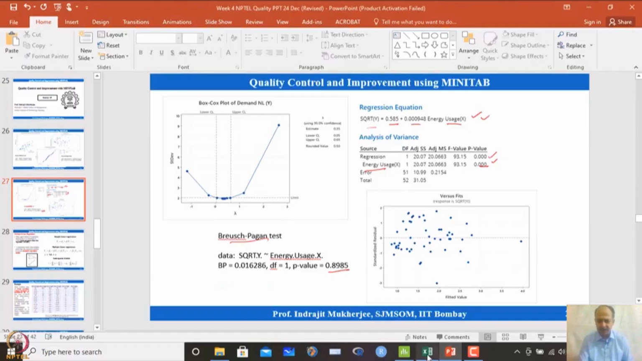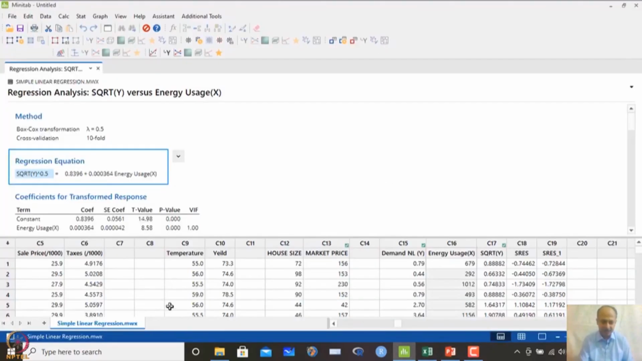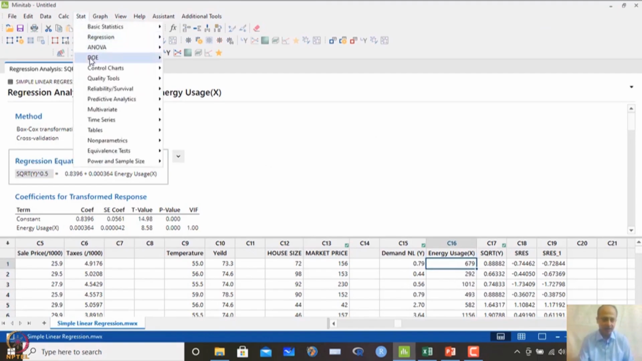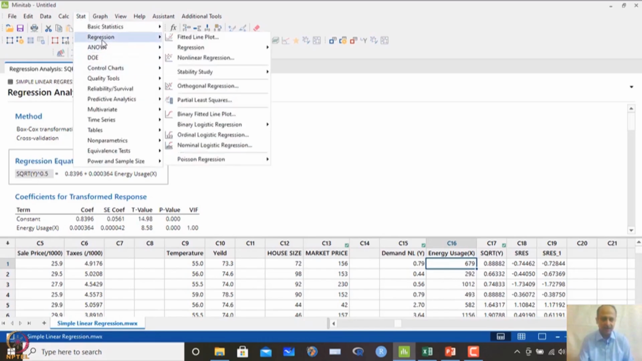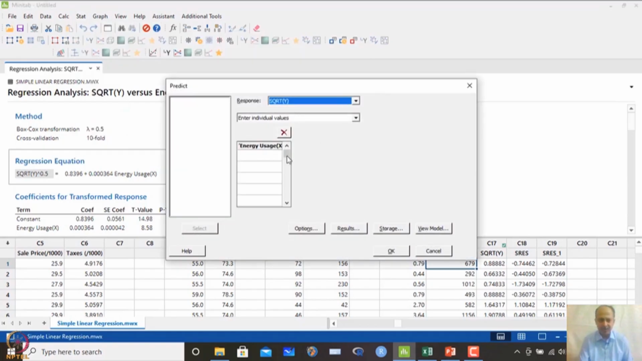So how do we do that? Let us assume I want to predict, for an energy level of around 700, what will be the value of demand. In this case we go to regression and then predict. You can do prediction here. For energy usage, let us say 700, what will be the predicted square root of y.